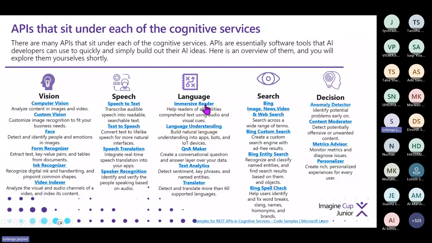Under language, we have Immersive Reader, where it will read aloud the text and it can give you visuals, for example, as a clue. Language understanding, it will understand the language. And then also Q&A, it can do some kind of conversation with you based on data that we saved. Text analytics, as we mentioned, it can detect whether the text is positive, negative, or it can extract key phrases or some kind of entities, for example. Translator, it can translate to several languages.